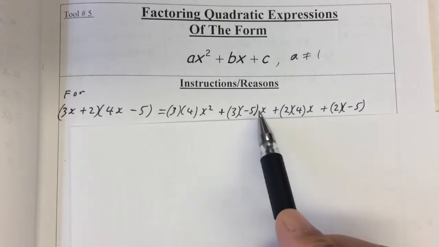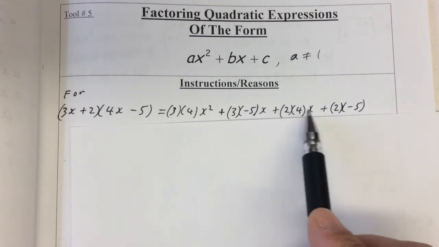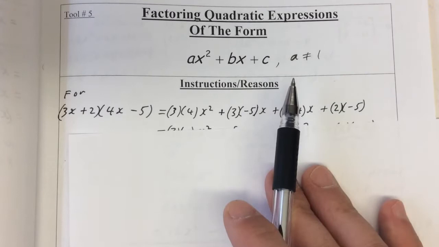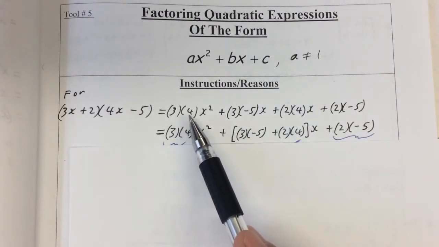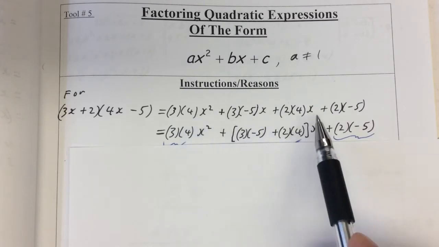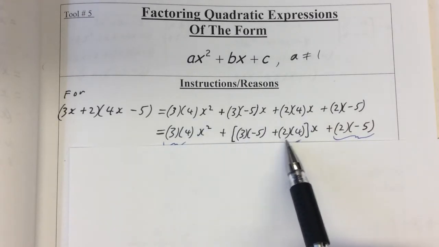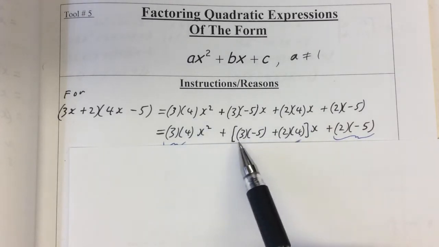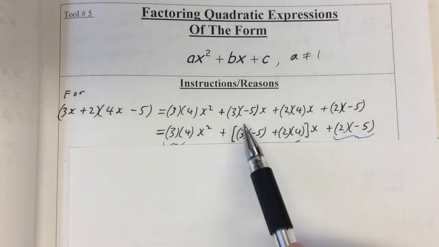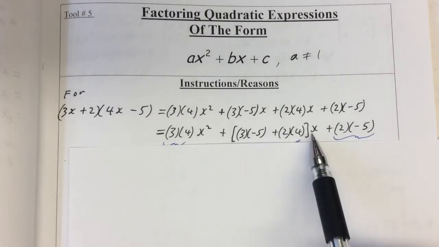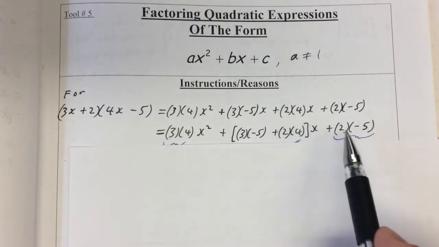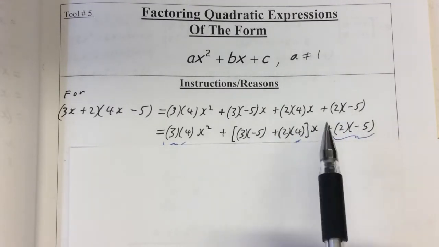Okay, now we notice that we have a common, or like, term here, the x term, so we're going to bring those together. Okay, so still we have this, the x squared term is here, the x term is here, but I'm not actually simplifying the numbers yet, I'm just keeping them as they were. So 3 times negative 5 plus 2 times 4 is the coefficient of x. And then the final term is still 2 times negative 5.